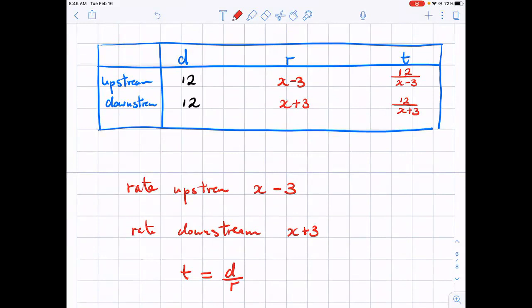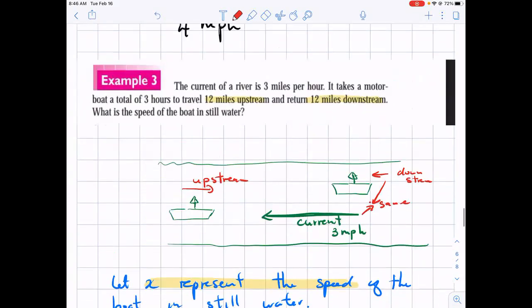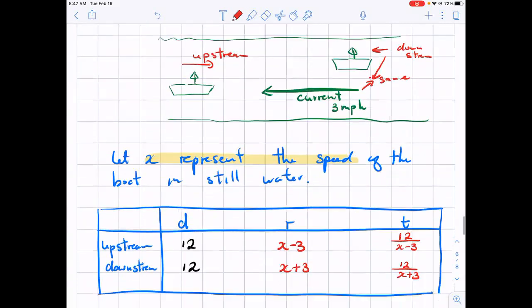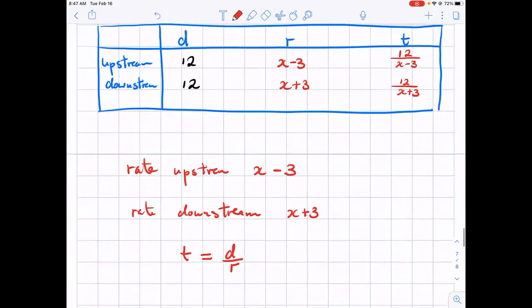Now I can solve these two. Well, the total time for the trip and back is 3 hours, right? It takes the motorboat 3 hours to travel 12 miles upstream and 12 miles downstream. So if we go back now, we're looking at the total time. This time plus this time is equal to 3.